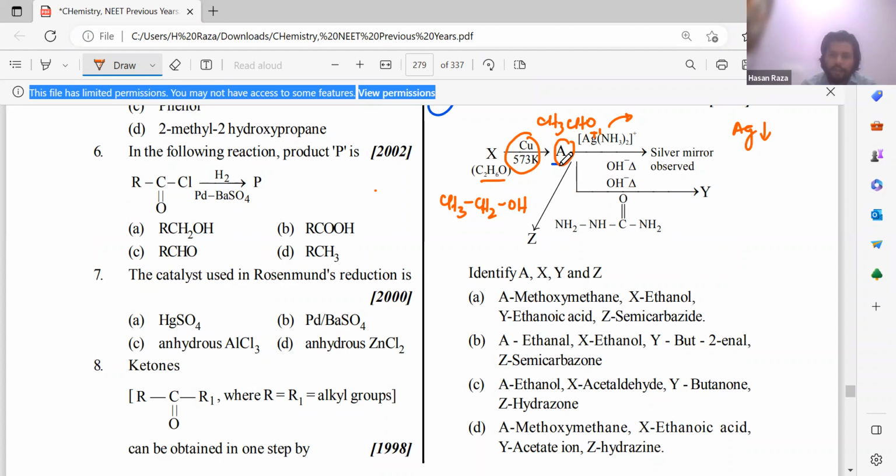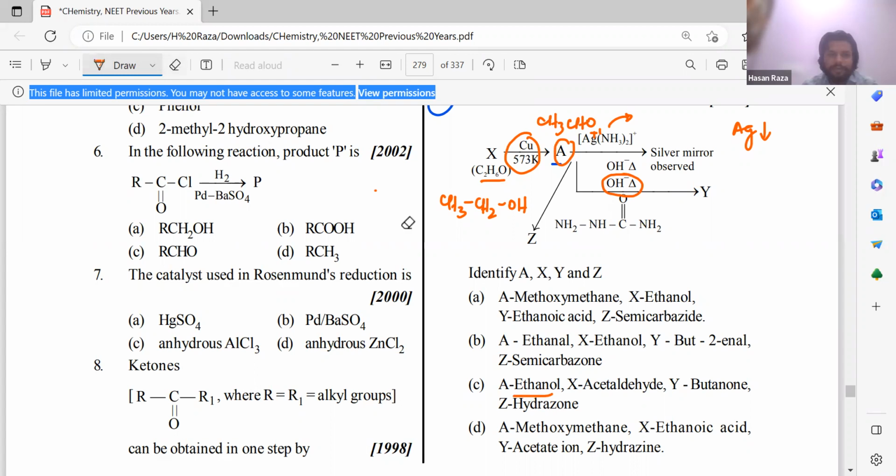Now you can see A, you are going to react with OH minus and heat. A, that means ethanol, you are going to heat it, then you will be getting Y. What is Y? And we need to also tell you. First of all, A is ethanol. No, not A is ethanol. A is ethyl alcohol.